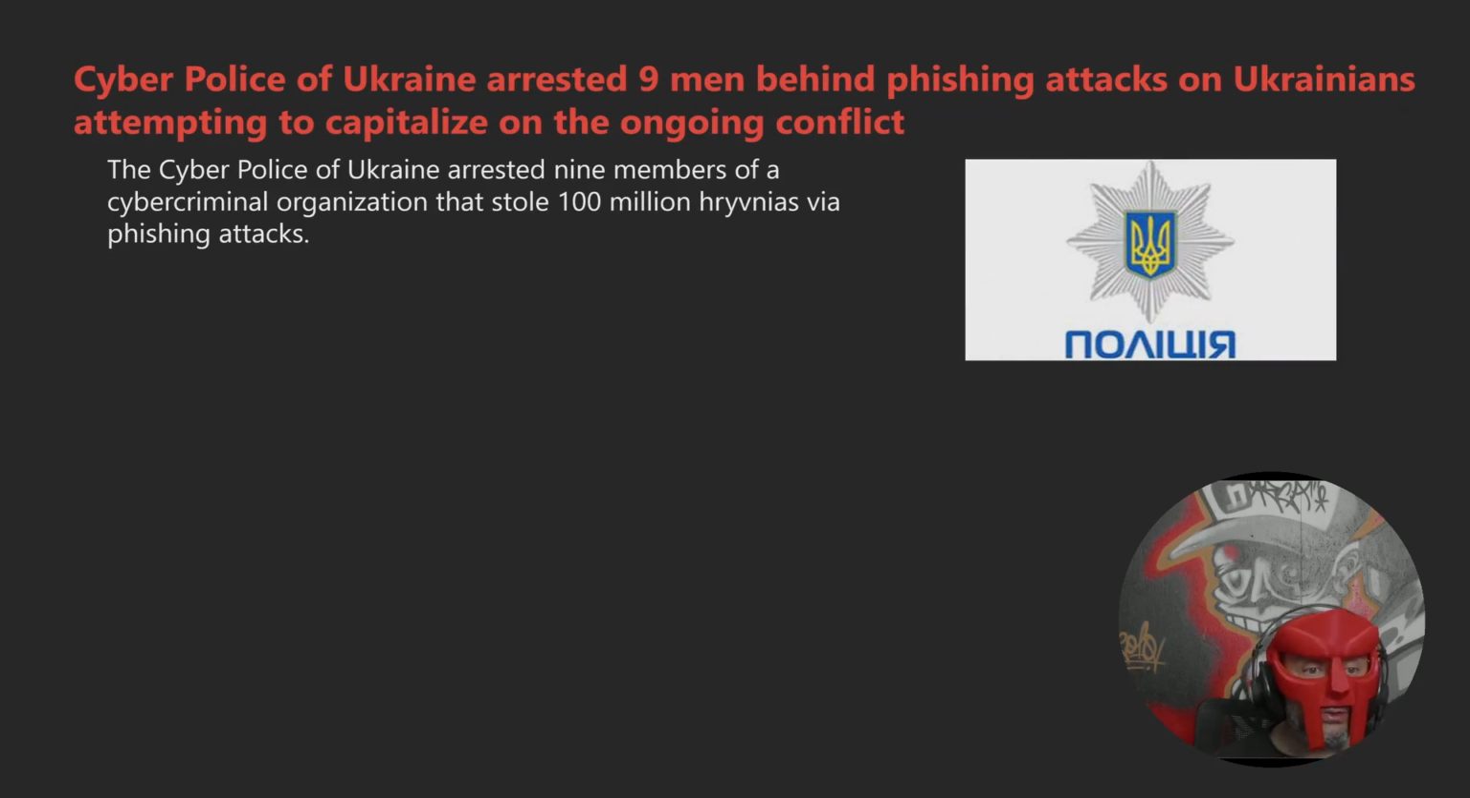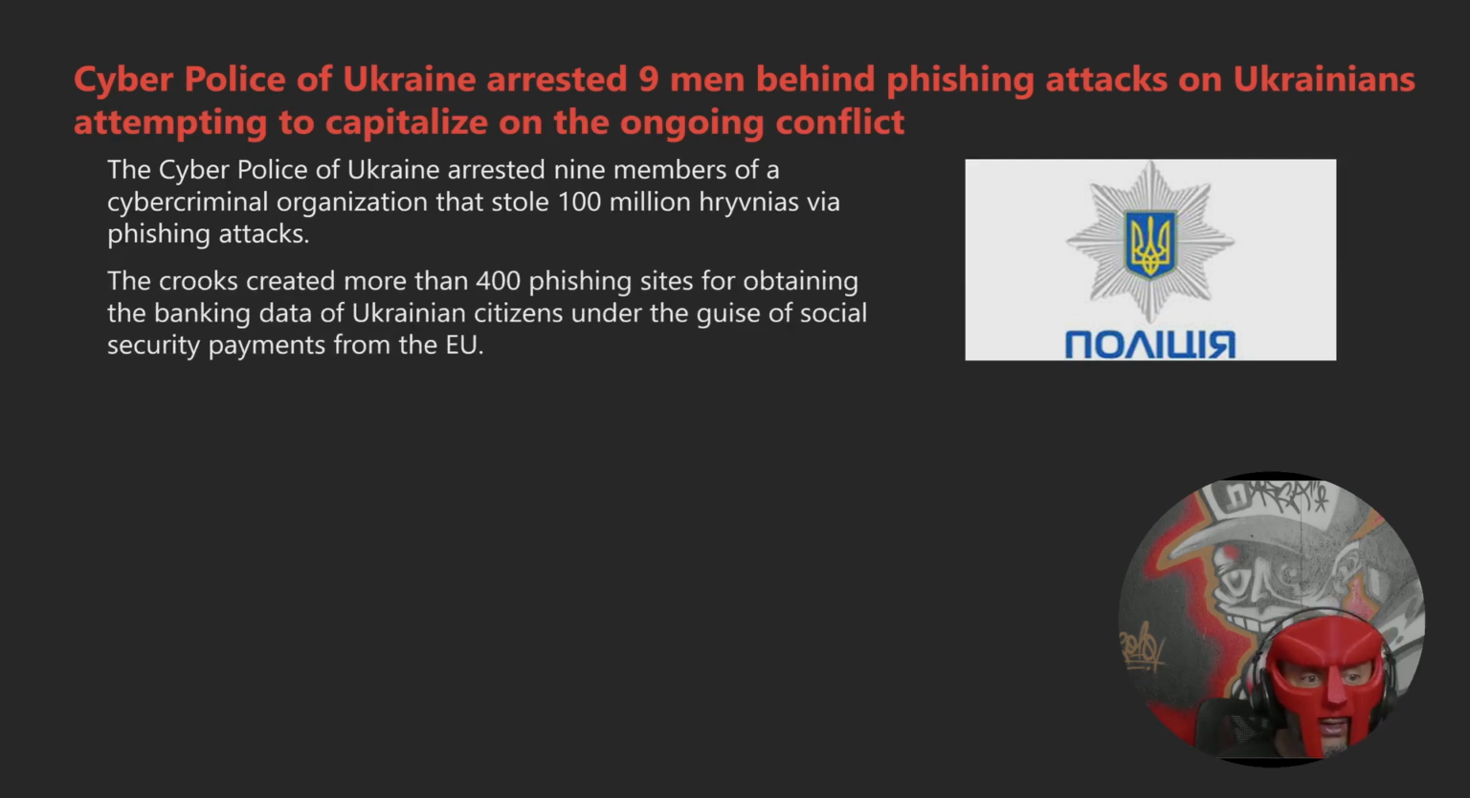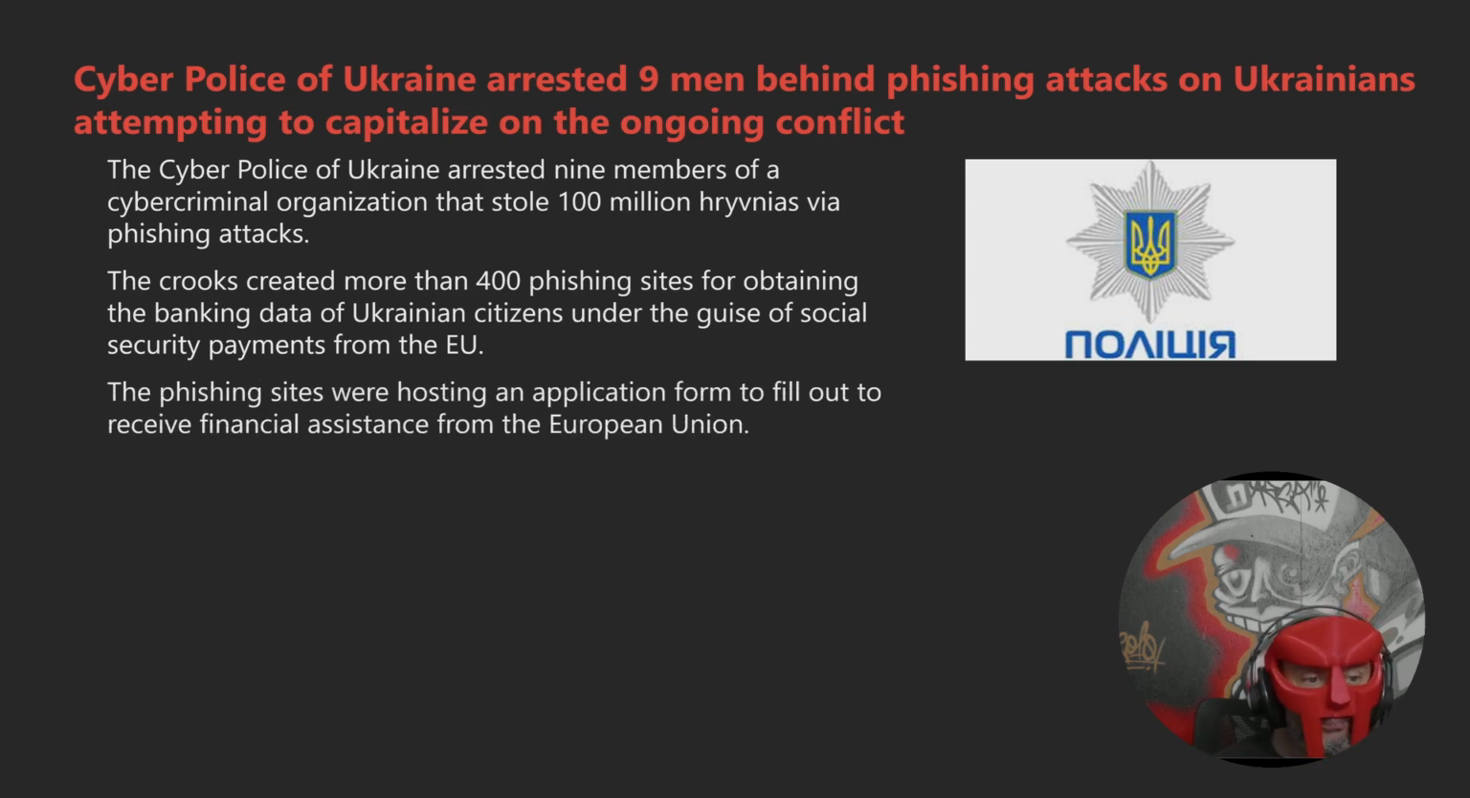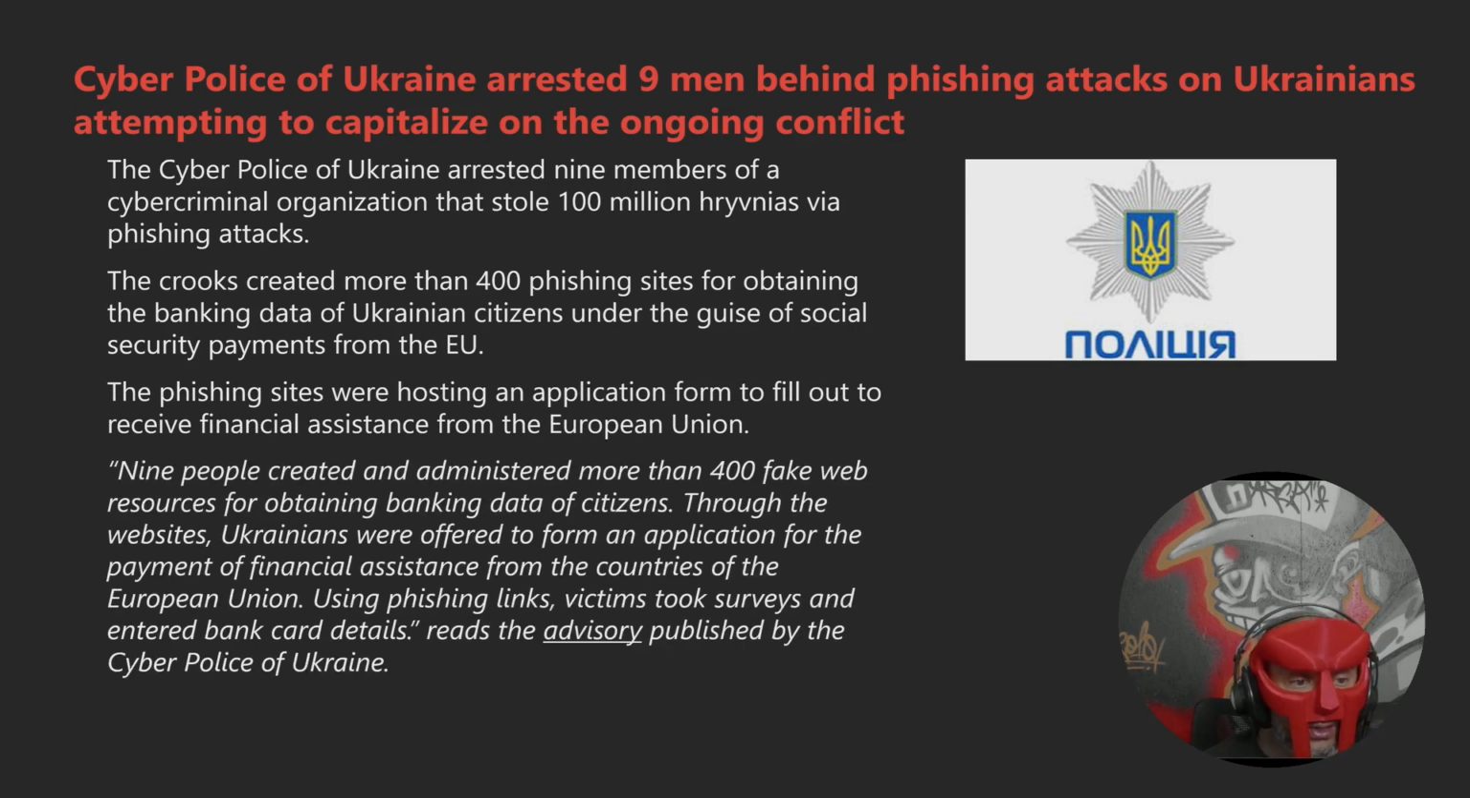The cyber police of Ukraine arrested 9 members of a cybercriminal organization that stole 100 million hryvnias via phishing attacks. The crooks raised more than 400 phishing sites to obtain the banking data of Ukrainian citizens under the guise of social security payments from the EU. Phishing sites were hosting an application form to fill out to receive financial assistance from the European Union. 9 people created and administered more than 400 fake web resources for obtaining banking data of citizens.